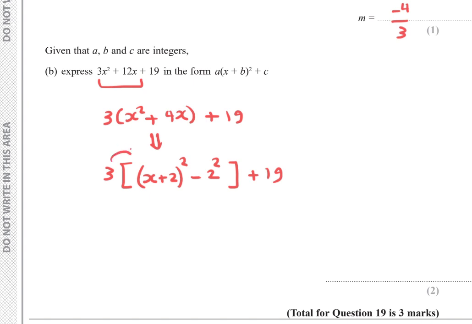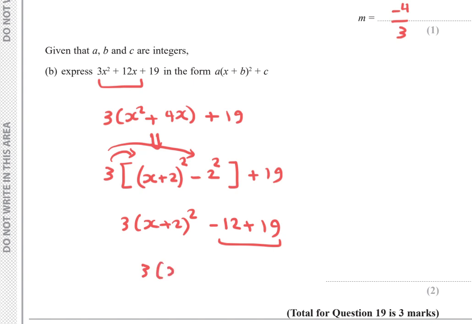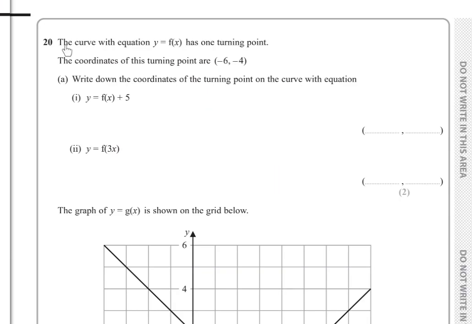Now multiply 3 times the bracket, 3x plus 2 all squared, and 3 times negative 2 squared, so negative 12, plus 19. We can combine the like terms, so 3 times (x plus 2) squared plus 7. Question 20. The curve with equation y equals f(x) has one turning point. The coordinates of this turning point are (negative 6, negative 4).